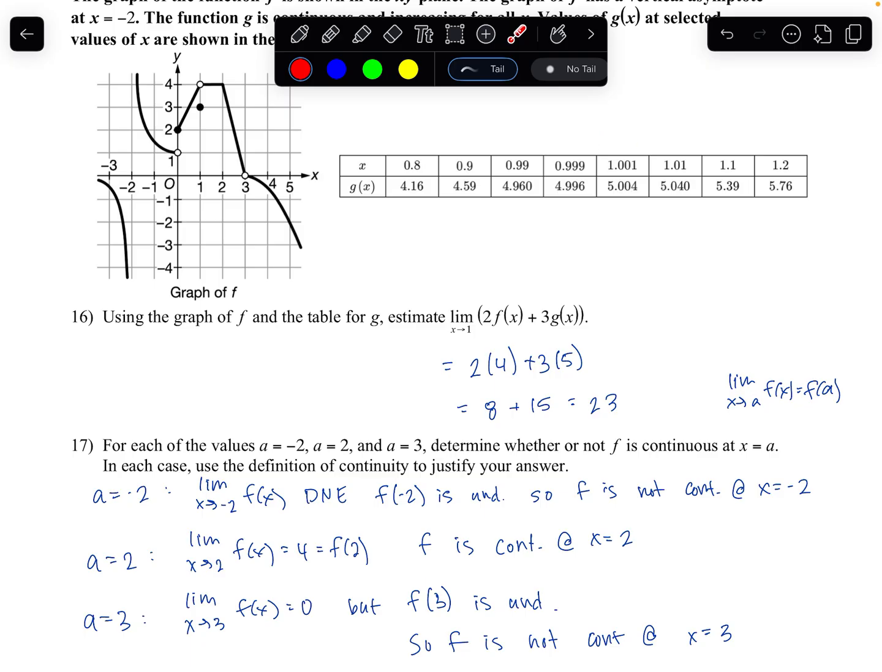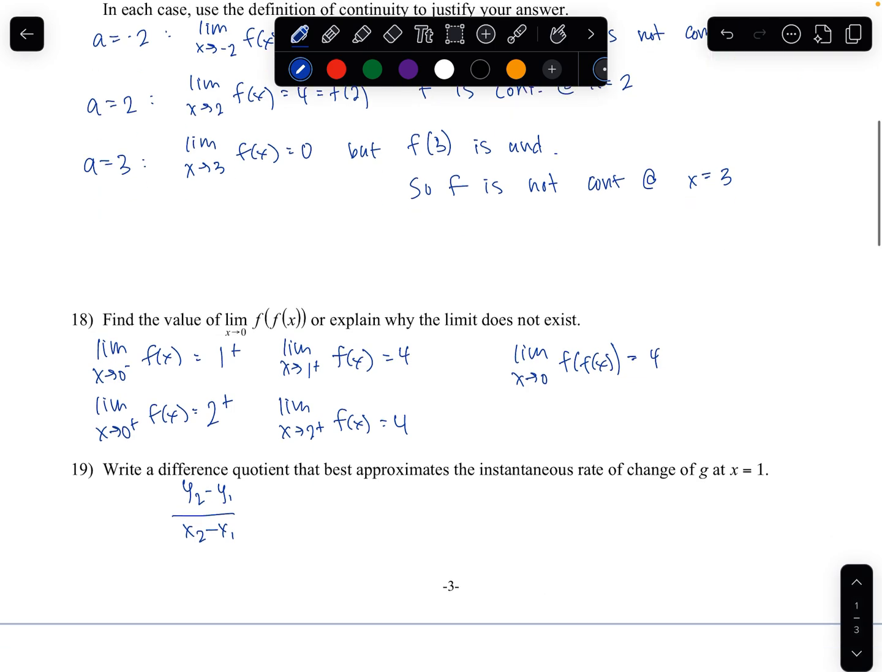So I'm going to take the smallest interval of x possible around x equals 1. So I'll use these values right here. I'll assign this to be y2 right here, this to be y1, this to be x2, this to be x1. If you want, you can also use function notation. So you can say g of 1.001 in place of 5.004. Doesn't really matter. I'll do it both ways.